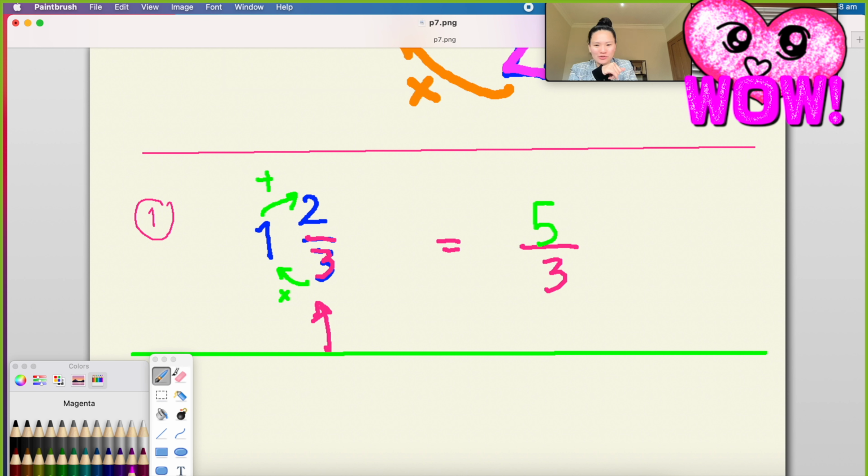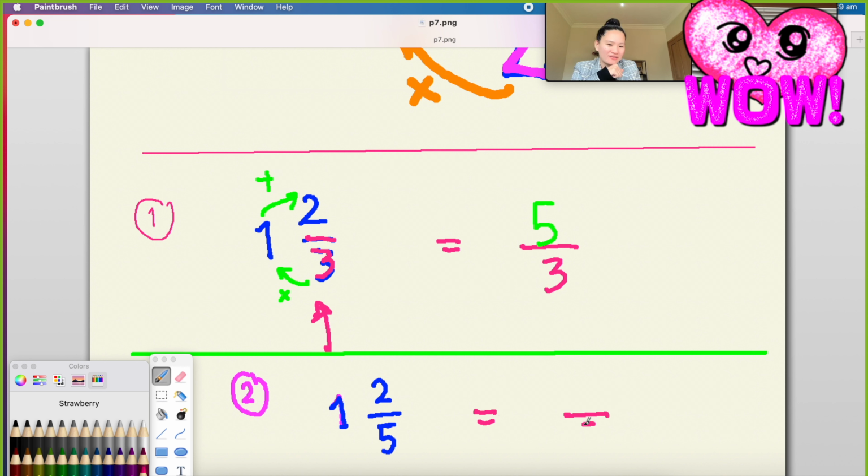How about number 2 here? Grace, you need to help me. Have 1 and 2 over 5. Okay, Grace, what is the answer? I'm going to give you a hint. The denominator is always the same, so I write down over 5 first. Grace, can you help me please, step by step? 7. Yeah, because 5 times 1 is 5 and then plus 2 is 7. Very good, correct. You write down 7 here. Good job. Does that make sense?